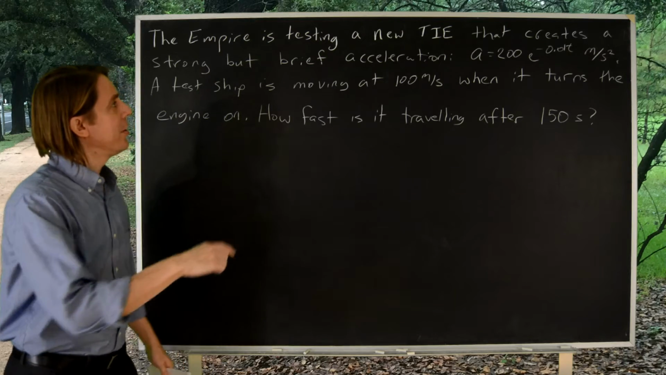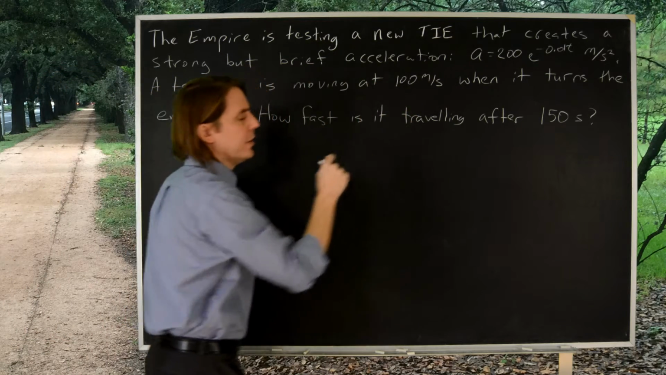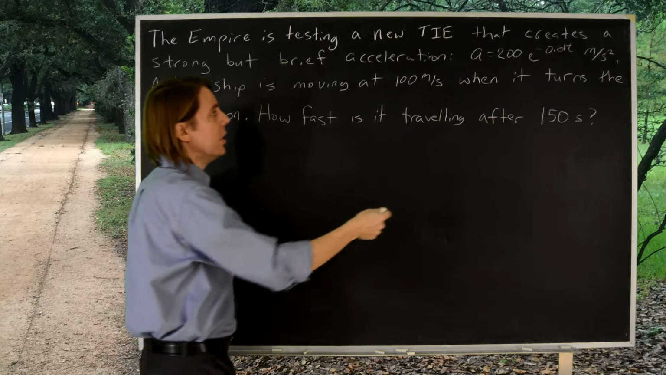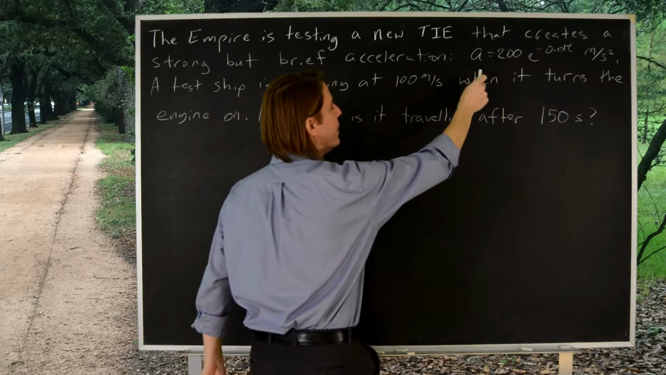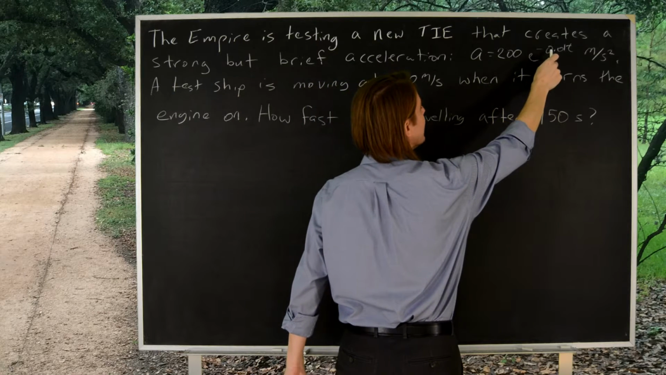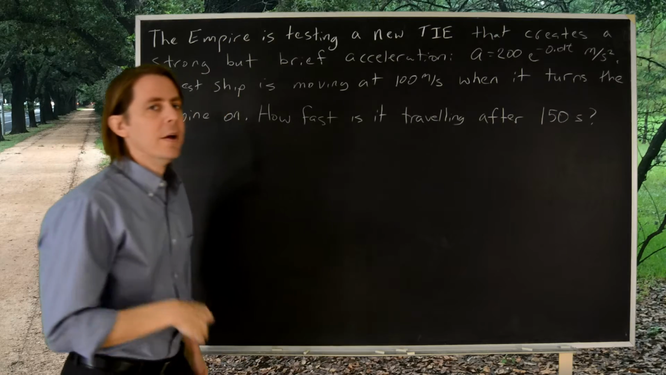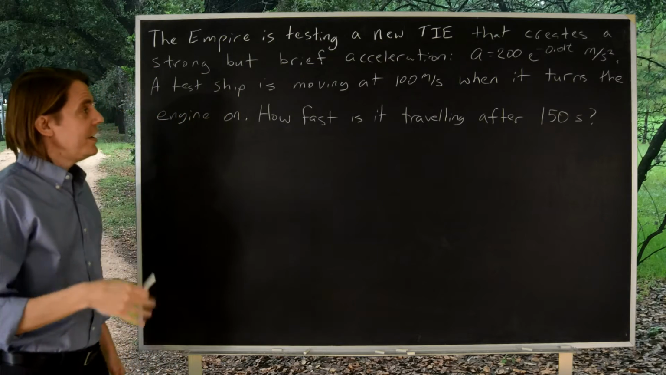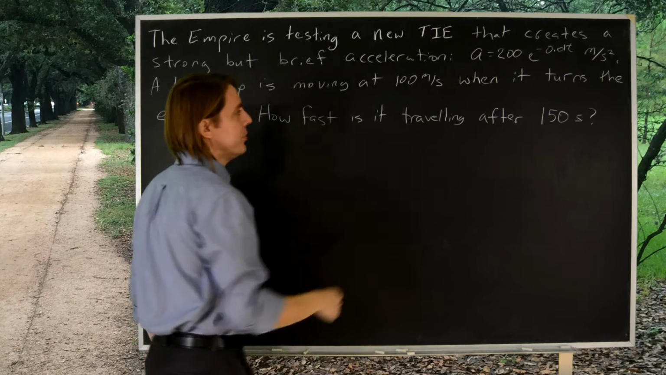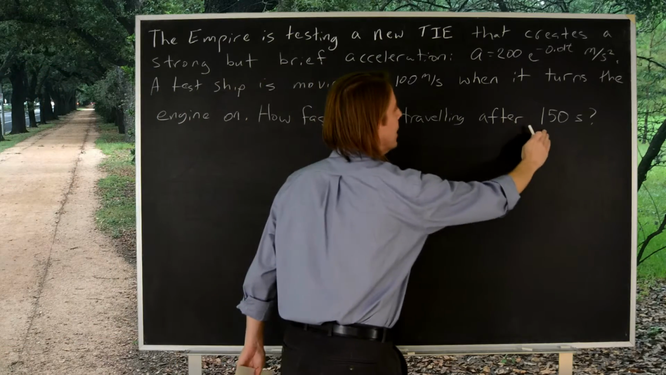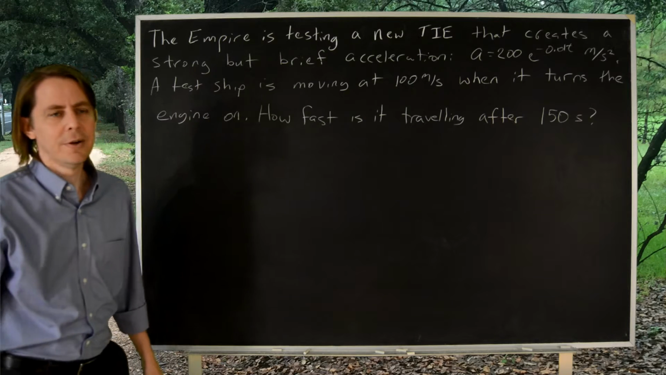In this problem, the Empire is testing a new ion engine. It creates a very strong acceleration, but it rapidly decays because it runs out of fuel. So we're given the acceleration function 200 e to the minus 0.01 t meters per second squared. They strap this onto a test ship that's already going 100 meters per second. They turn it on, and what happens? Basically, how fast is it going after 150 seconds?